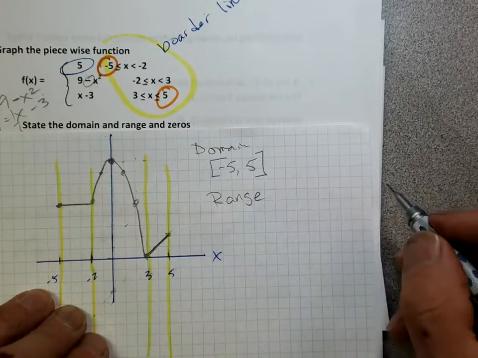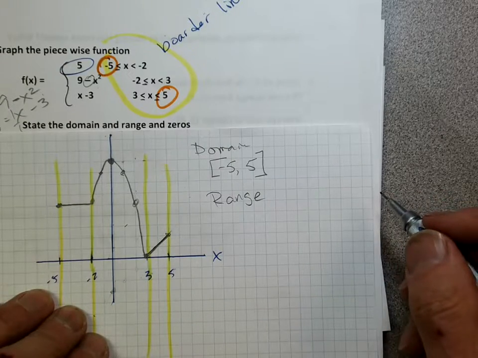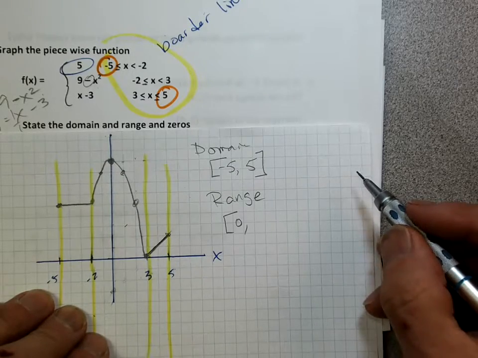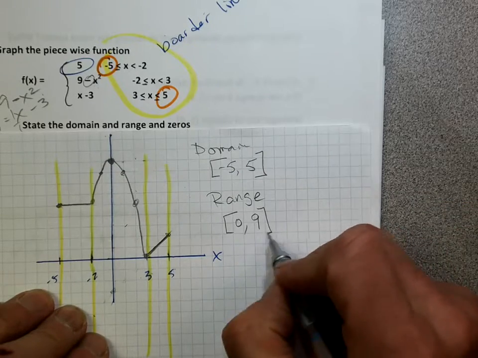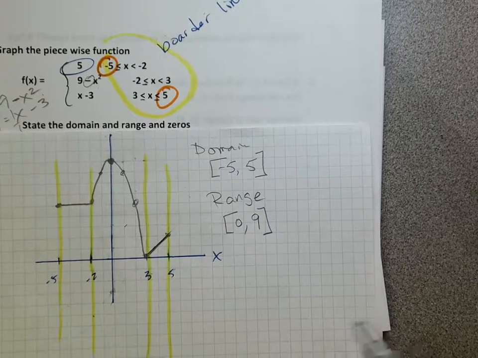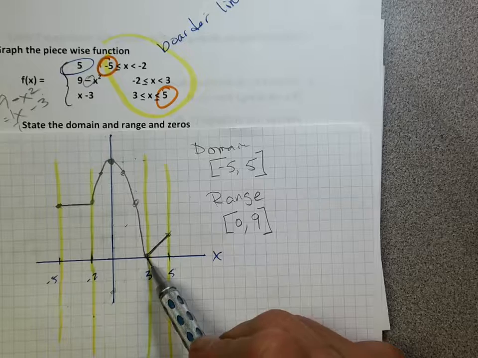What's its lowest y value? What's its highest y value? There you go. There's your range. Reach for your range, right? Those are your y values, okay? Now zeros. It has only one zero. Zero is where it crosses the x-axis.